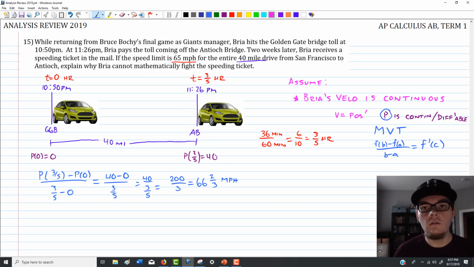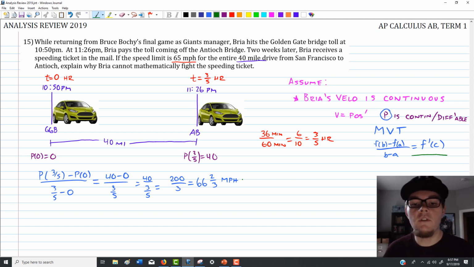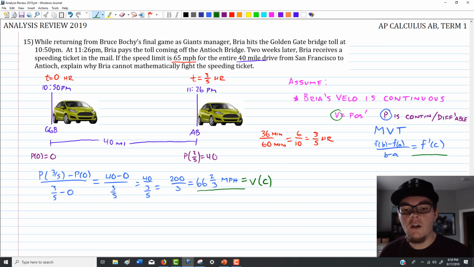Now what we can use, because we have the guarantees of continuity and so on, is the mean value theorem. We know that our average rate of change had to be equal to our derivative at some point. And in our case, since we chose p prime, that is equal to her velocity. So that means that Bria's velocity at some point during her path had to be 66 2/3 miles per hour, because the average rate of change, 66 2/3 miles per hour, has to be equal to the instantaneous rate of change, her literal speed, at some point on that path by the mean value theorem.